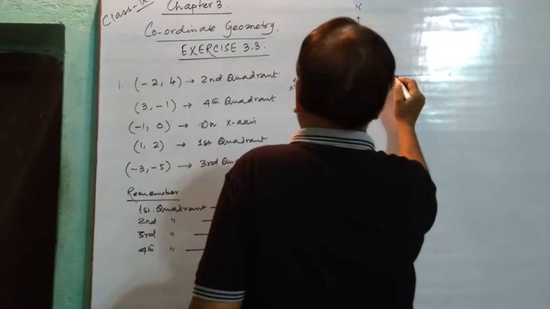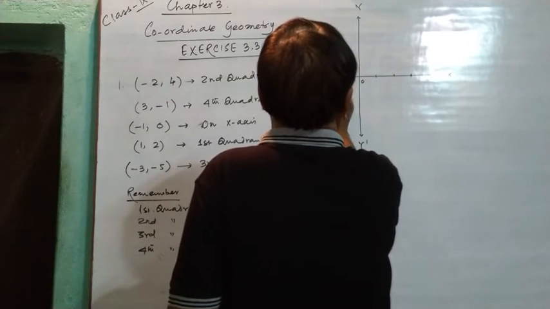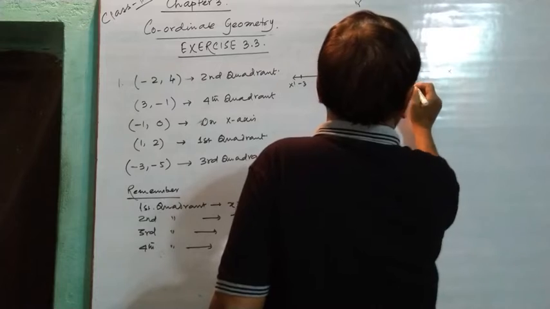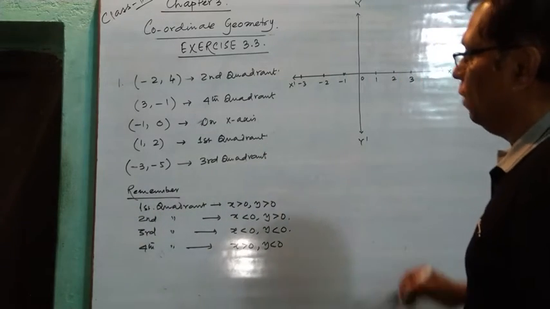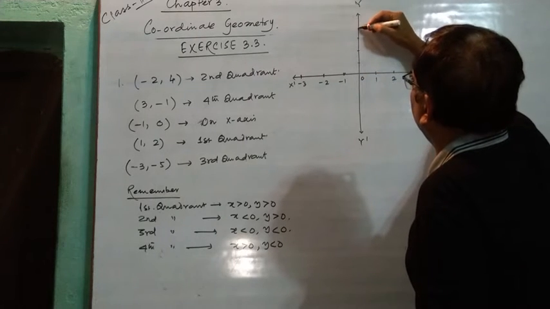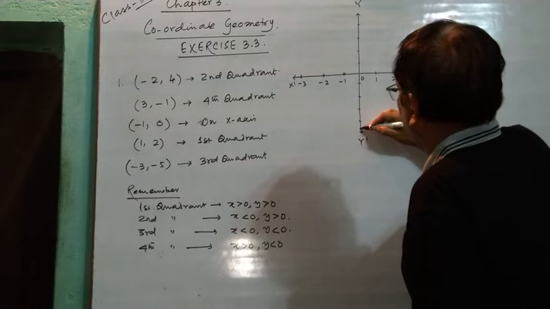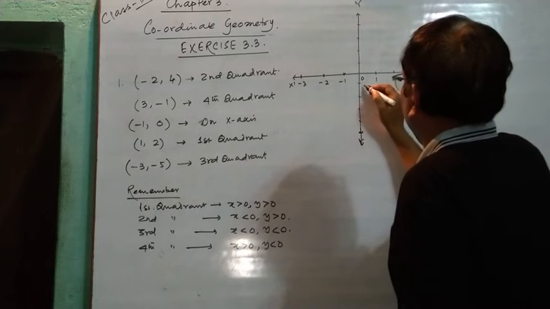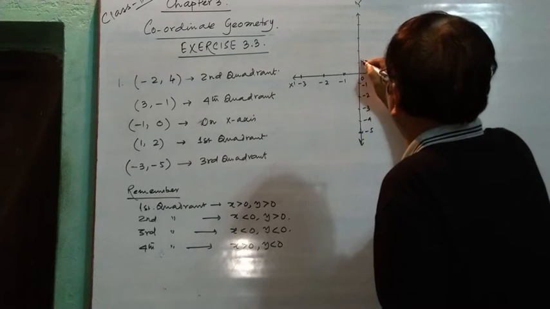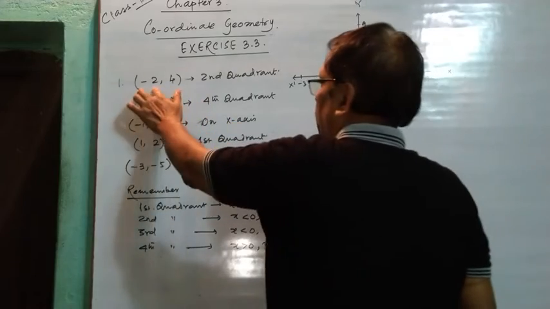See, 1, 2, 3, and minus 1, minus 2, minus 3 on the x-axis, we have done the x level. For y, we go up to 5: 1, 2, 3, 4, 5, and minus 1, minus 2, minus 3, minus 4, minus 5. This much. Now see this point.